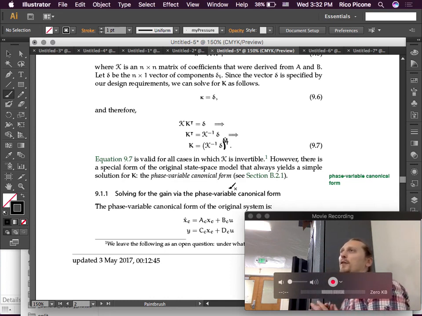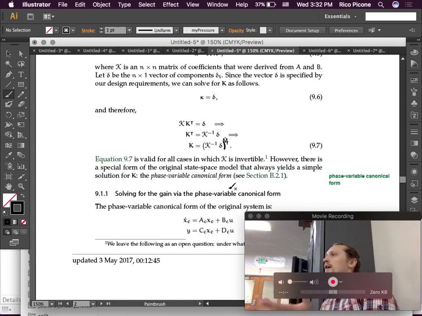Phase canonical form is a way of writing the state space model that gives us nice properties for solving for the gains.